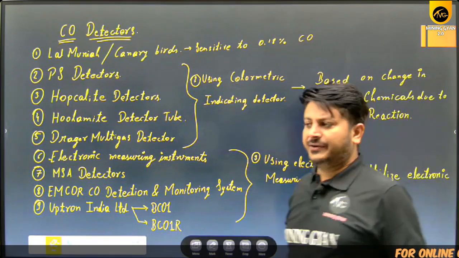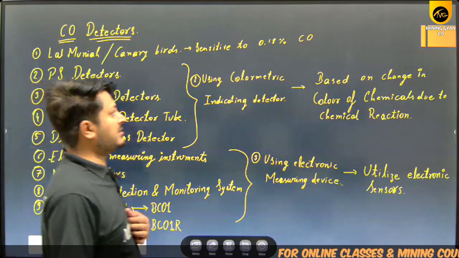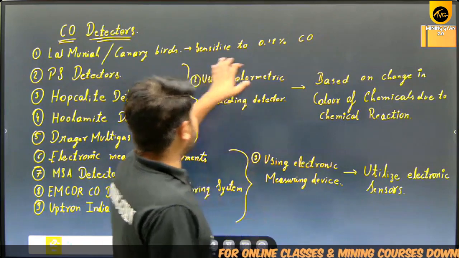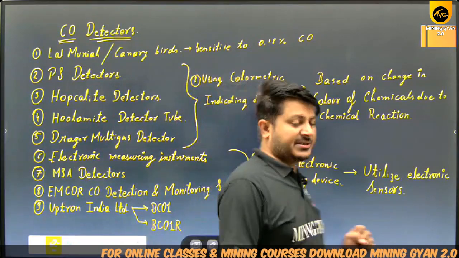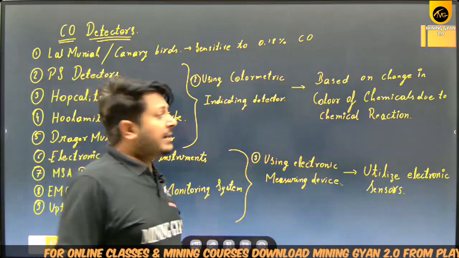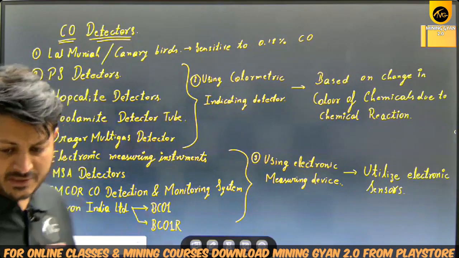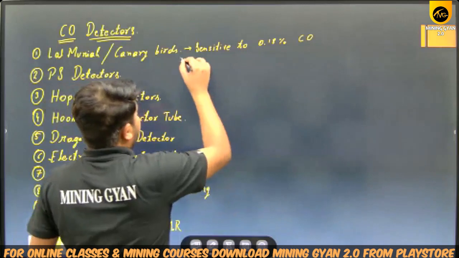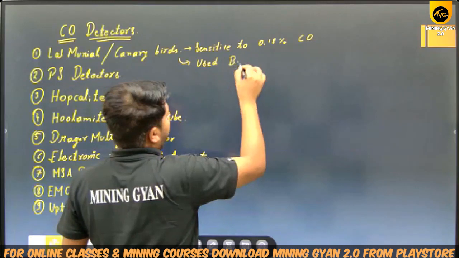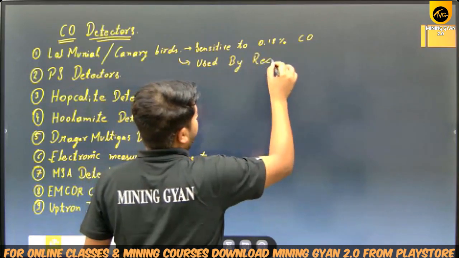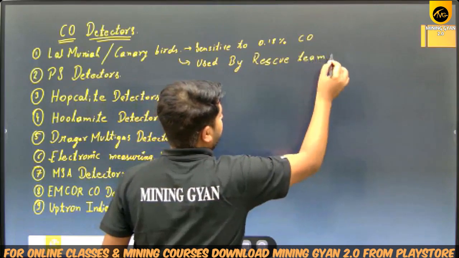Different birds have different timings of getting affected. Generally it is found that they are sensitive to 0.18% of carbon monoxide, and these birds are used by the rescue team. Okay, they are used by the rescue team.